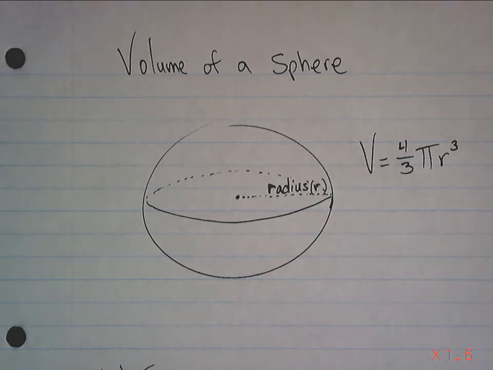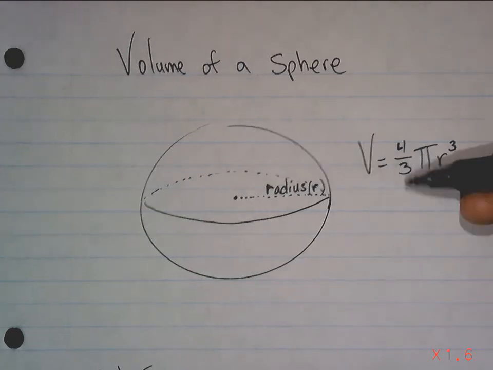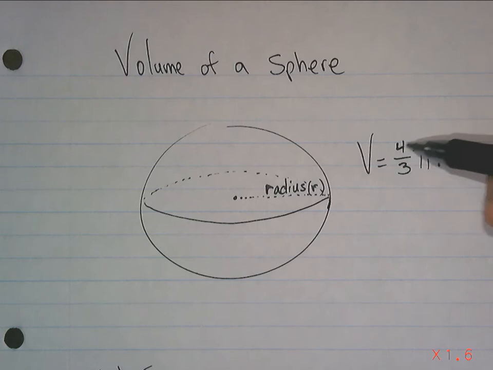So how do we find the volume of a sphere? Well, here is the formula. Volume equals 4/3 times pi times radius times radius times radius, or radius cubed.